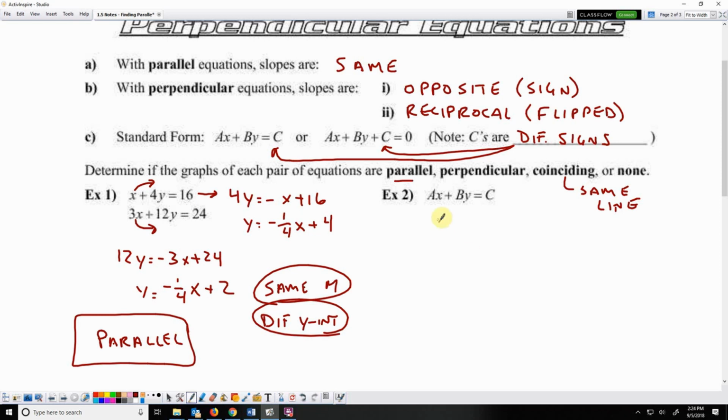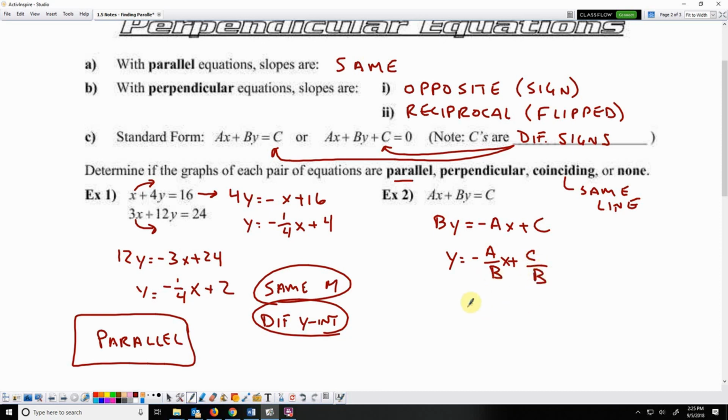All right, now, this line, we've only got one, and it's really just the original standard form. It's not really any particular line, but we're going to get something out of this. If we put it into slope-intercept form, we get by equals negative ax plus c. And if we divide every term by b, we get y equals negative a over b x plus c over b.